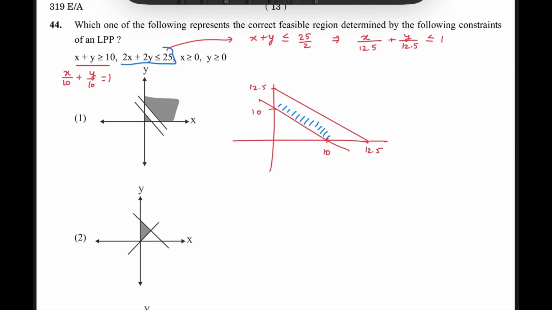It says less than or equal to. Less than or equal to means (0, 0) satisfies this, so the shading is towards the origin. So I get this parallel region inside the first quadrant, because x is positive and y is positive. So I have to shade within the first quadrant. So this is the shading region, or the common region, for these two inequalities. So I got the feasible region as this.